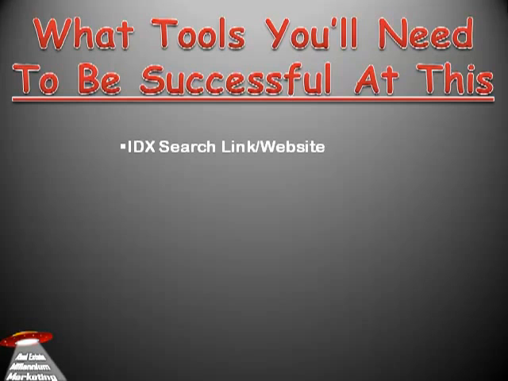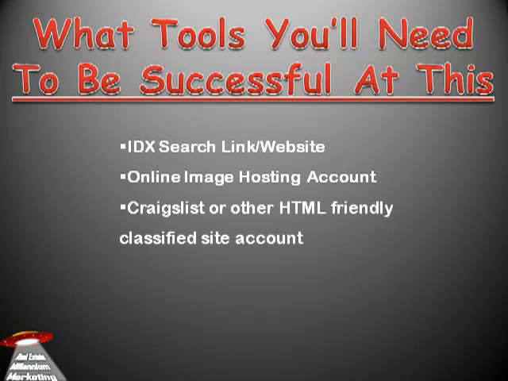The next tool you're going to need is an online image hosting account. Again, if you don't know what one of these is, do a simple Google search, online image hosting, and you should come up with a whole laundry list of different things. I prefer to use PhotoBucket. I've seen some people use Flickr. It's really all a personal preference, up to you. Then a Craigslist or other HTML-friendly classified site account. Like I said in the very beginning, you can use Craigslist or Backpage.